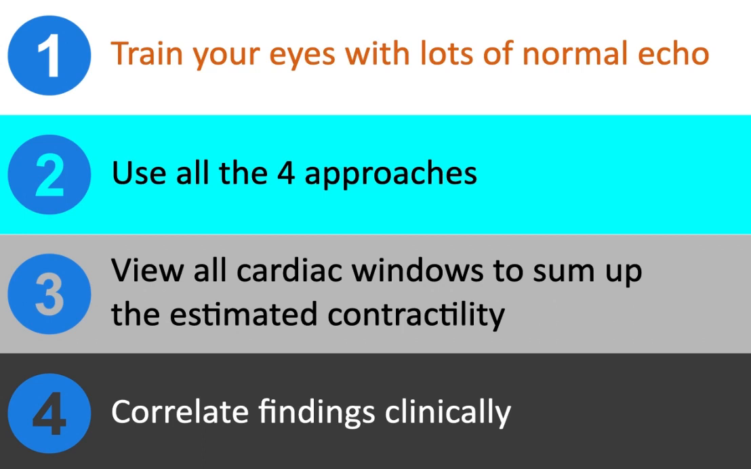Use all the 4 visual estimation approaches. Don't make your conclusion before you have viewed all cardiac windows, because the EF estimation is made after you sum up and subtract the findings from all windows put together. And finally, do correlate your findings clinically.